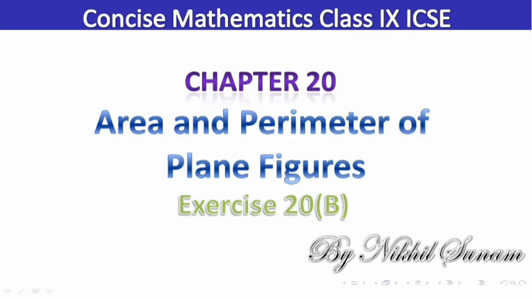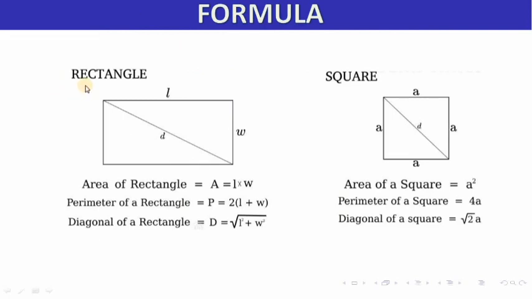All right. So the first figure that you need to understand is the rectangle. If this is your length L and this is your width W, then the area of this rectangle will be L into W, length into width, or you can say length into breadth. Now next is perimeter. So the perimeter formula is this one.